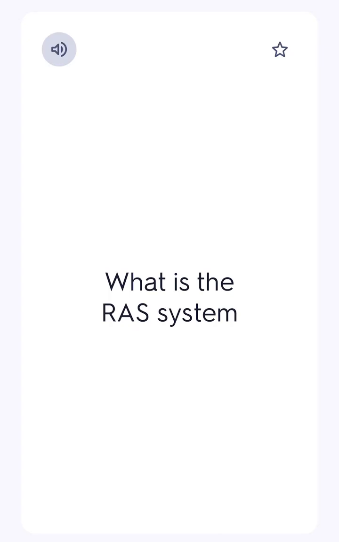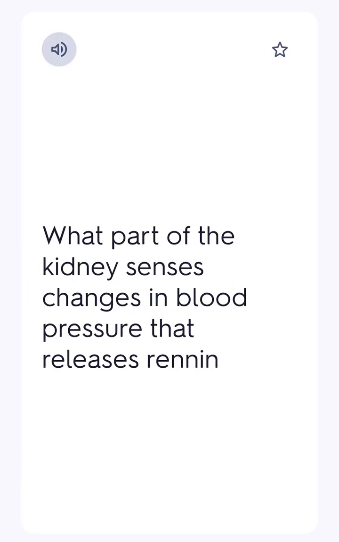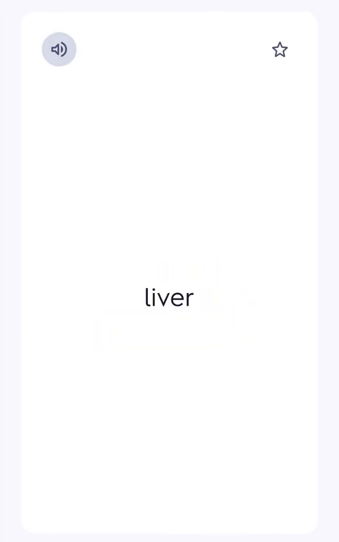What is the RAS system? Renin-angiotensin-aldosterone system. What part of the kidney senses changes in blood pressure that releases renin? Juxtaglomerular apparatus. Where is angiotensinogen released from? Liver.